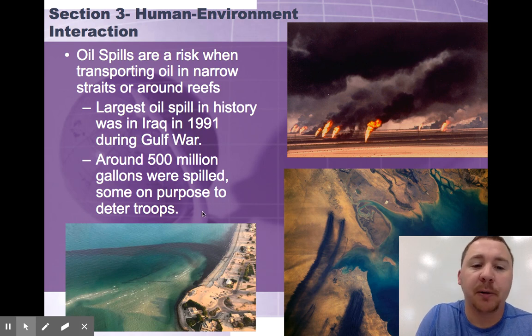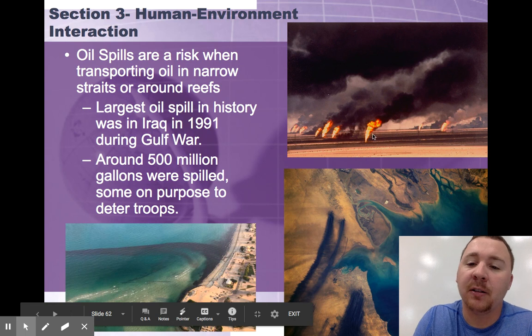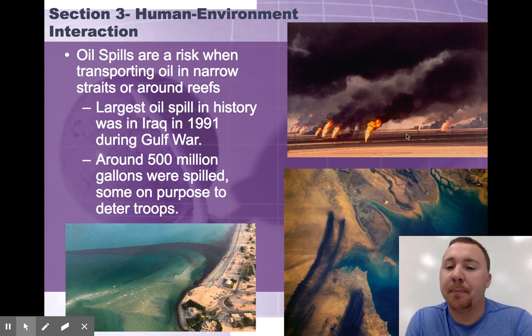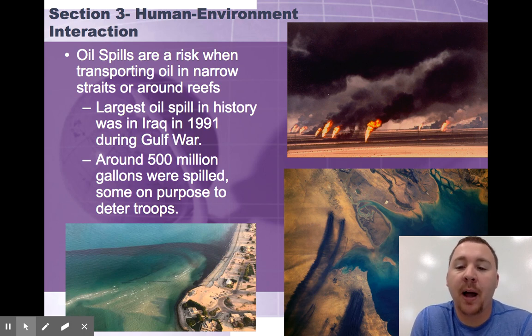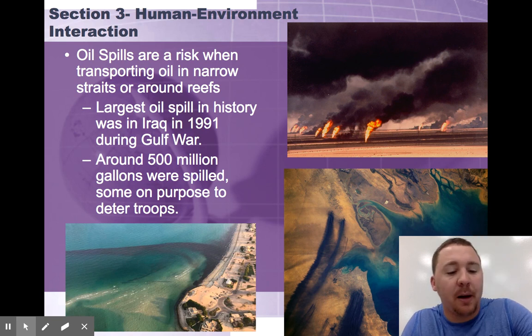You have big oil spills happen, like in the Gulf War. You can see here during the Gulf War in the Persian Gulf, they spilled oil out into the Gulf and even lit fire to some of their oil refineries there to stop the troops coming in from taking over Iraq. The Iraqi troops set them on fire, so it would slow down the United States people as they tried to fight through all that. Okay, so that's human environment interaction.